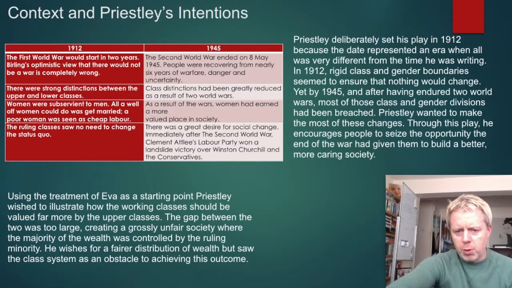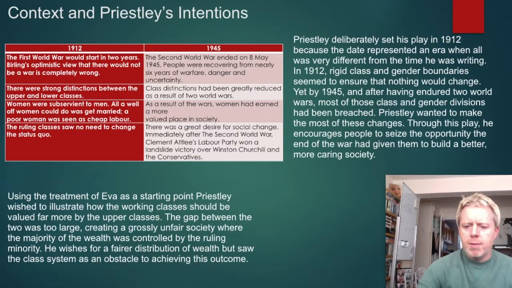Okay, so pause the screen, take some notes. Great for your context and the background.